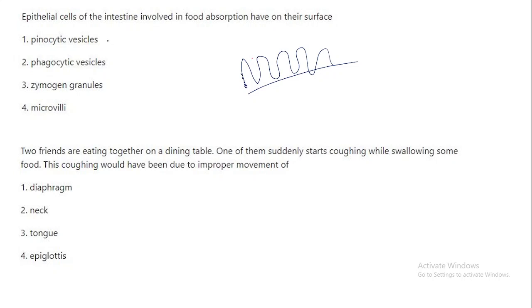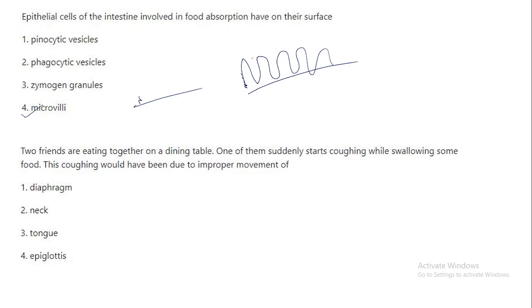Have you heard anything about pinocytic vesicles? If you remember, pinocytosis is a term that was used to inform you about a mode of feeding mechanism. Pinocytosis is the cell drinking process, and phagocytosis is the cell eating process. Zymogen granules have got nothing to do with it. So here the right answer is microvilli. Microvilli are the finger-like projections on the villi that in turn help in increasing the surface area for absorption. Let's quickly move to the second one.